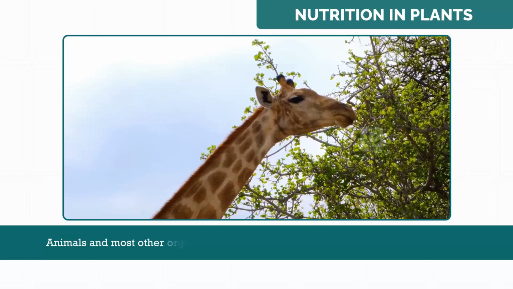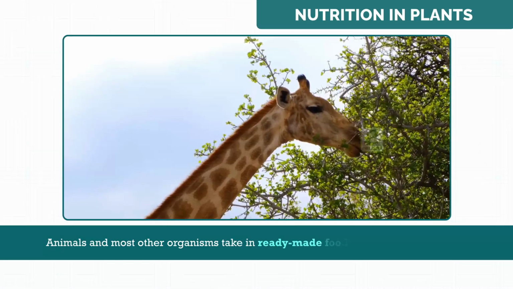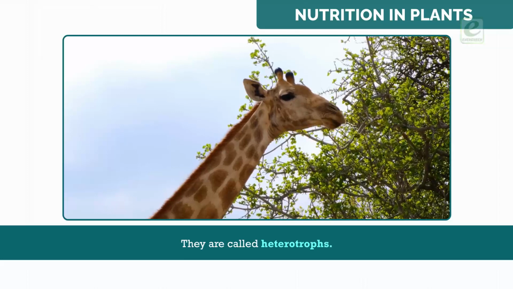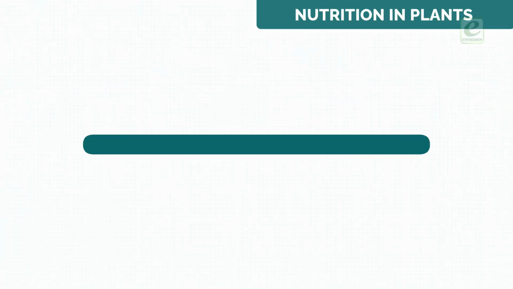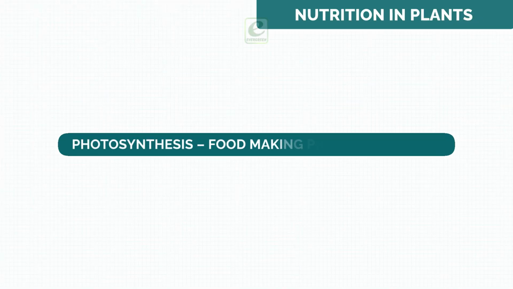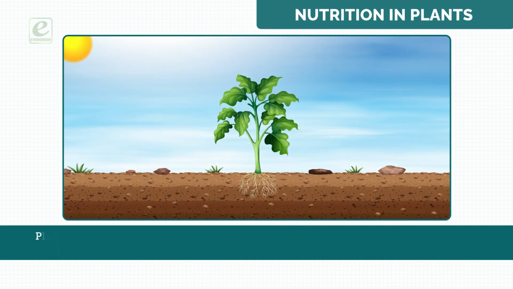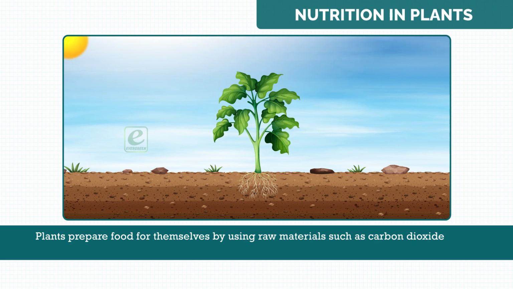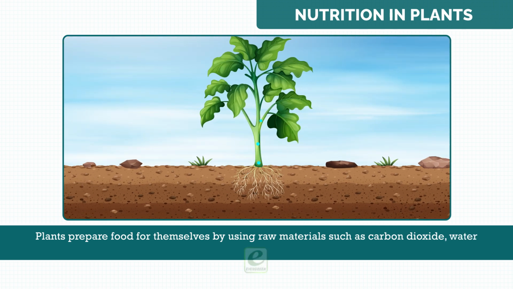Animals and most other organisms take in ready-made food prepared by the plants. They are called heterotrophs. Photosynthesis, food-making process in plants. Plants prepare food for themselves by using raw materials such as carbon dioxide, water, and minerals in the presence of sunlight.